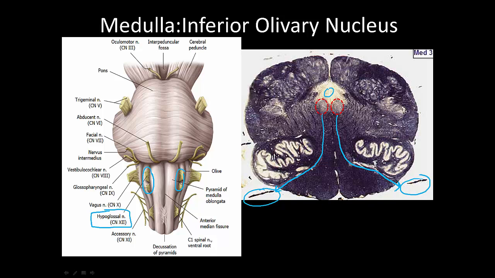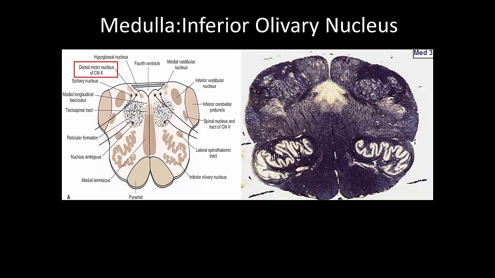So all of the other cranial nerve fibers that we're going to discuss in the medulla are actually exiting the medulla posterior to the olive. The hypoglossal is the only one that's exiting anterior to the olive in this anterolateral sulcus.